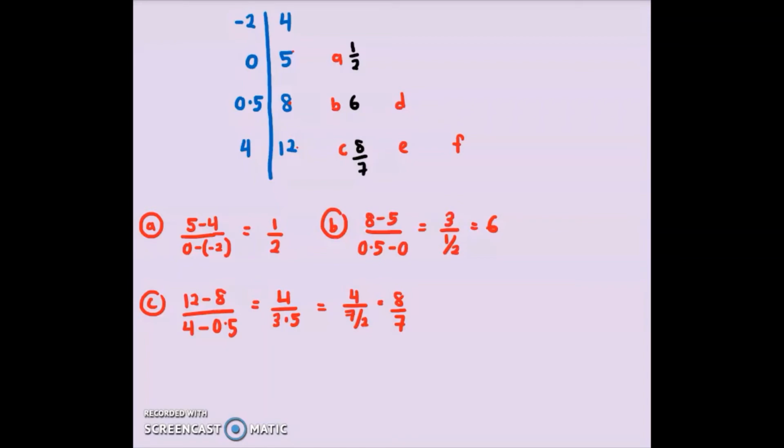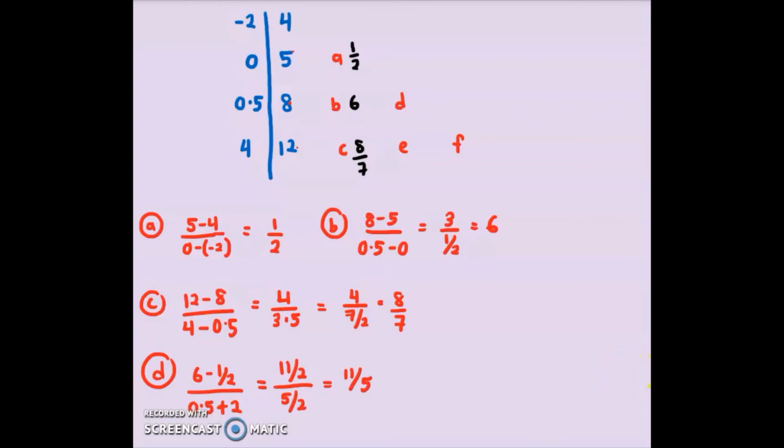Okay, now to find D will be 6 minus half over, now I have to skip one step. So that will be 0.5 minus my negative 2, so it will be plus 2. 0.5 minus negative 2. So 6 minus half divided by 2.5. So I have 11 over 2 divided by 5 over 2. That gives me 11 over 5.